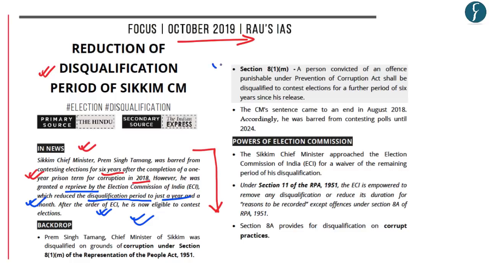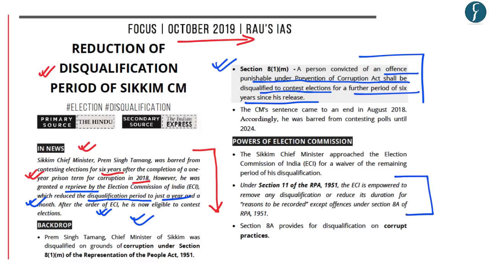Again, we mentioned Section 8(1)(m), which says that a person convicted of an offence punishable under the Prevention of Corruption Act shall be disqualified to contest elections for a further period of 6 years after his release. And it is in this aspect that the power of the Election Commission under Section 11 of the Representation of People Act becomes equally important, as it allows the Election Commission to either reduce the duration of the disqualification or to remove the disqualification completely.